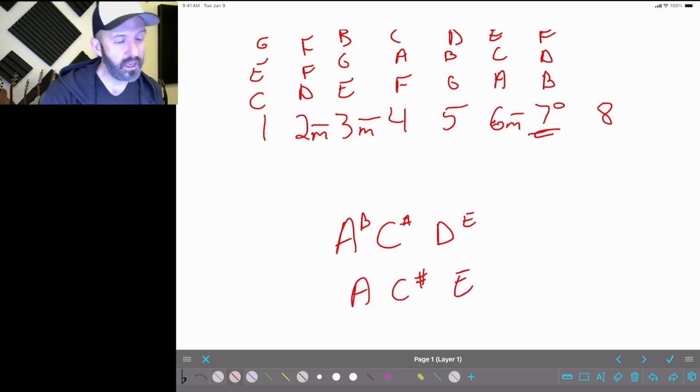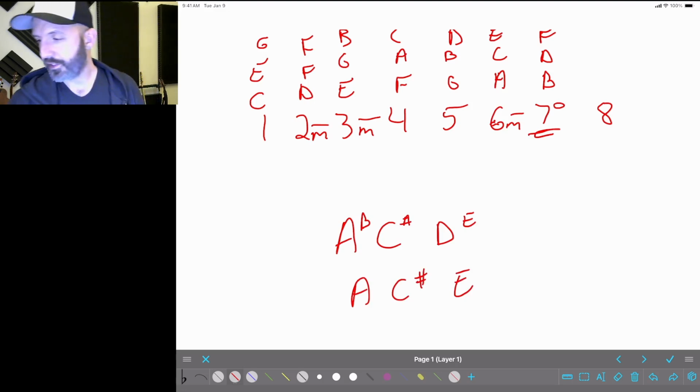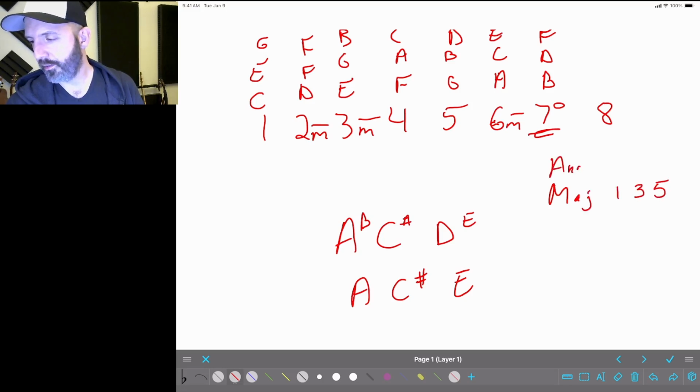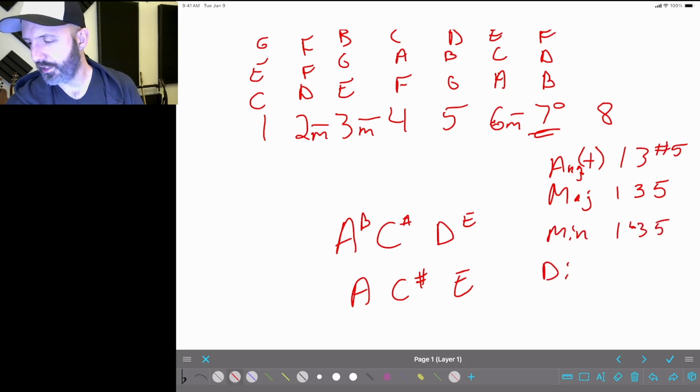If they want a diminished triad, let me give you a crash course here. Major would be 1, 3, 5. Augmented, sometimes they'll put a plus mark, that's going to be 1, 3, sharp 5. Minor, it's going to be 1, flat 3, 5. And diminished, it's going to be 1, flat 3, flat 5.